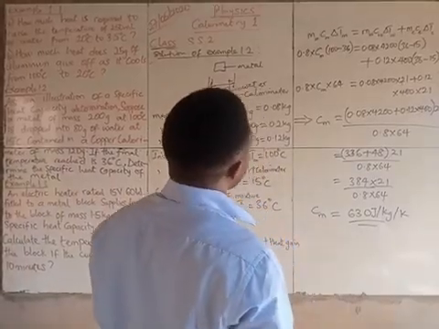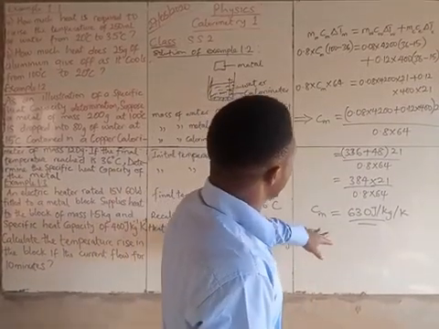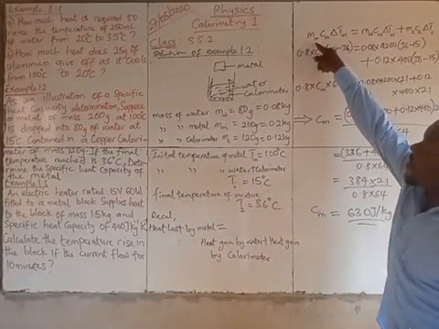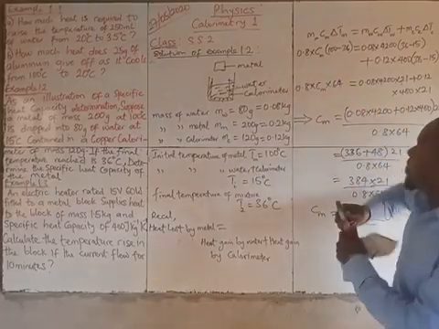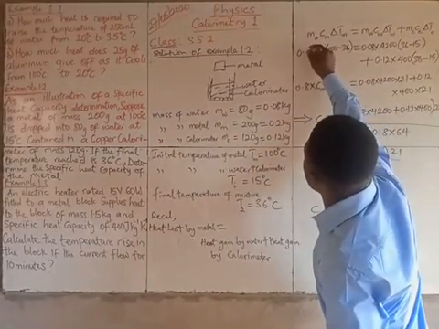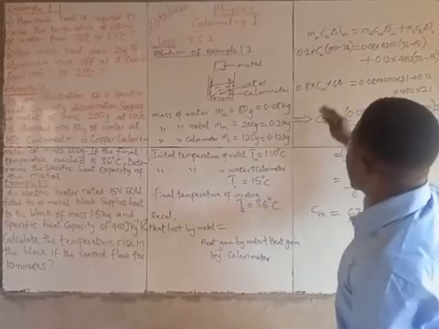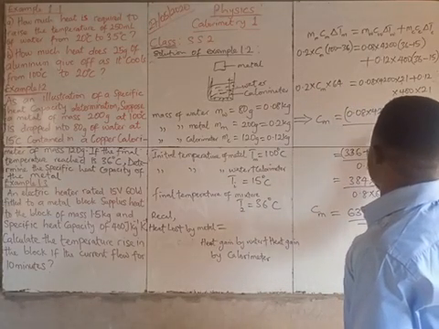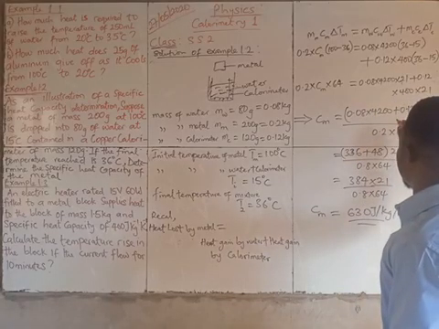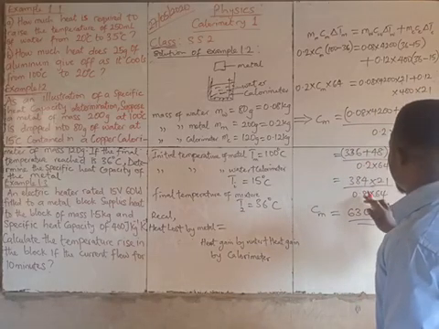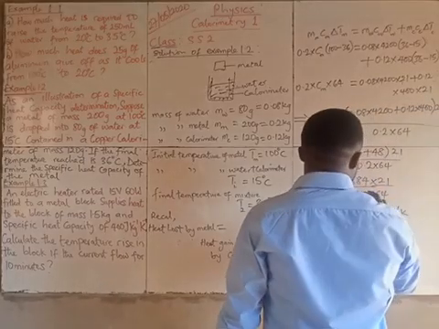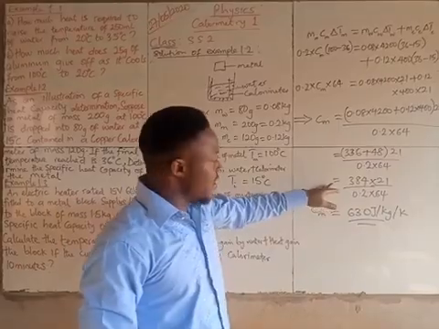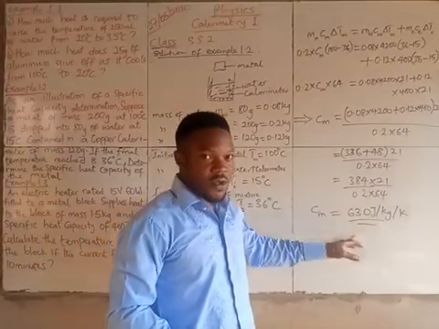Please, if you check well, you will notice that the mass of metal we substituted was not correct. It is supposed to be 0.2. The mass of metal that was given to us was 0.2, so all the 0.8, you change it to 0.2. Please, I'm very sorry for that. It was a mistake. The only thing is that the answer does not change.